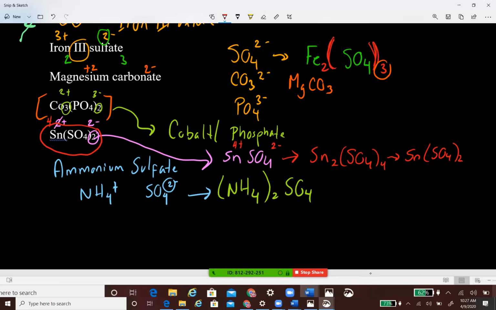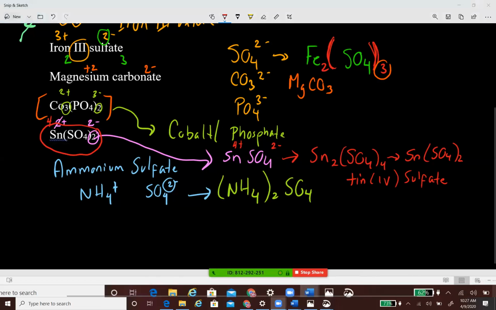Now, if it's +4, then that tells us the name for this would be tin(IV) sulfate. Okay? All right.